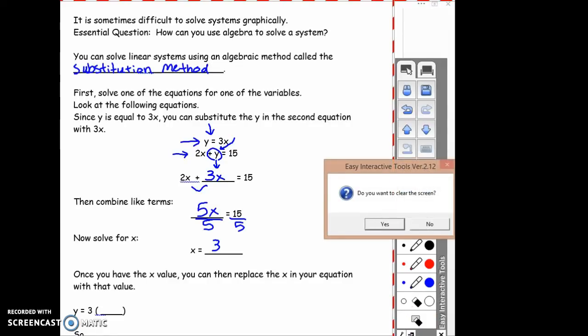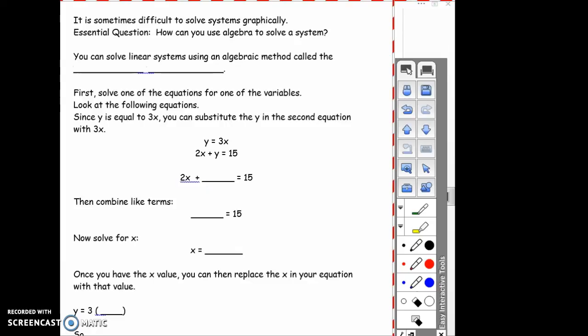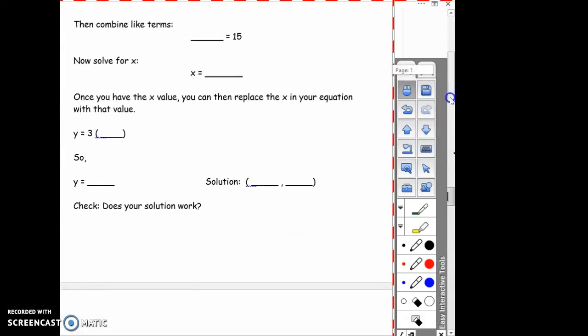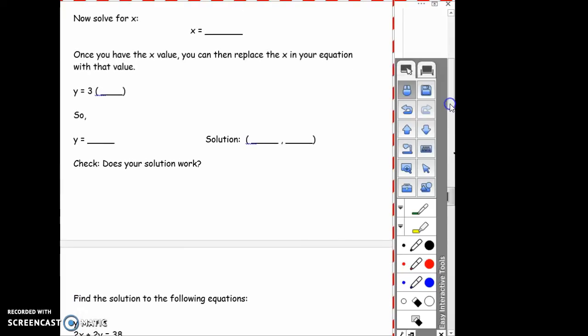Excellent. So I have to move this down and we are going to go ahead with the next page of notes. Hold on. Sometimes it takes me a little while to do this. Okay. So now I know that that x value is equal to 3.